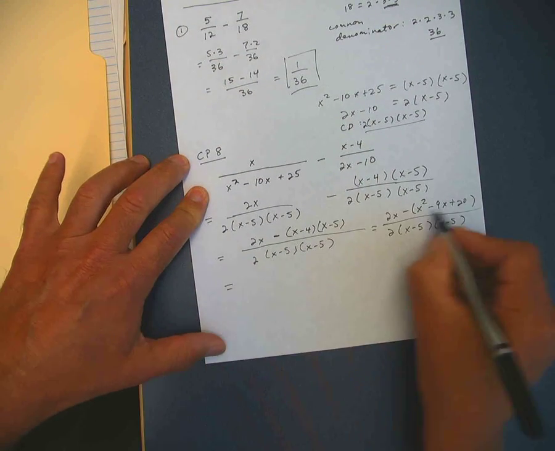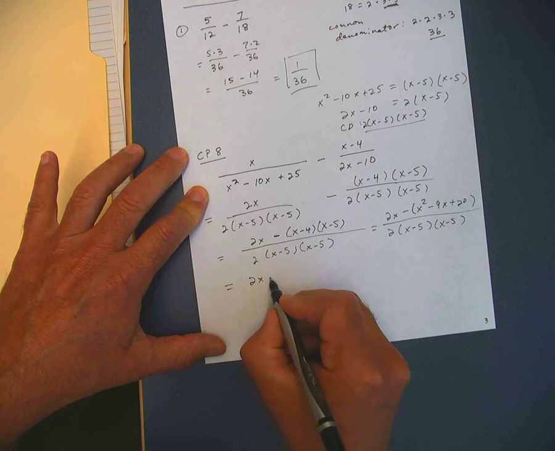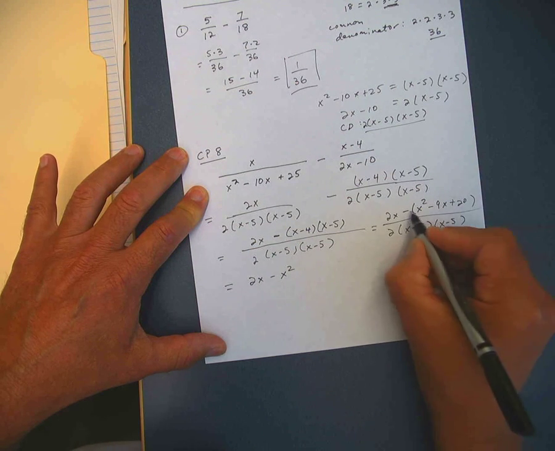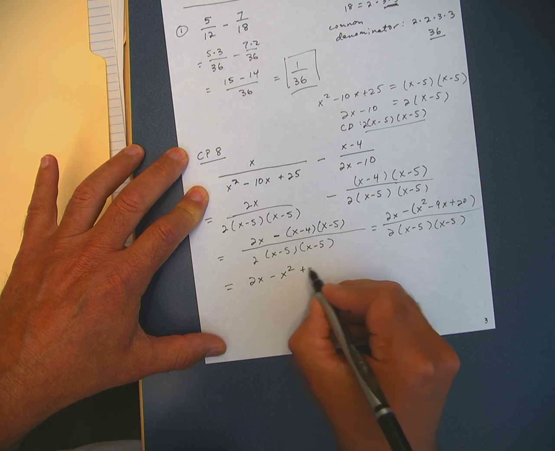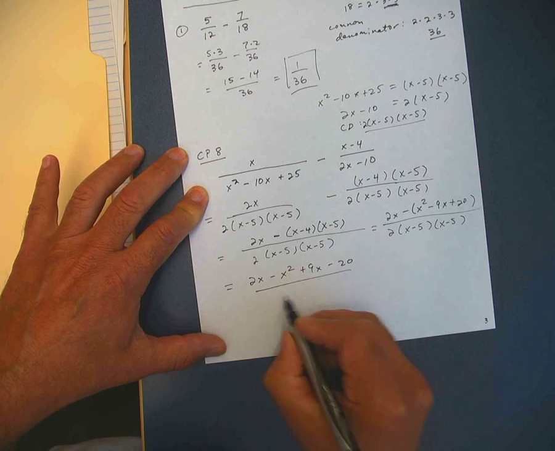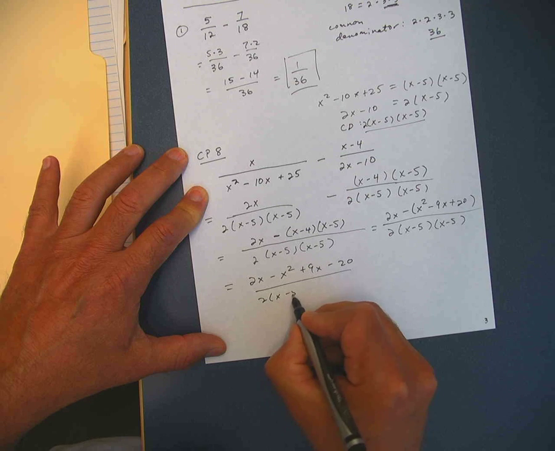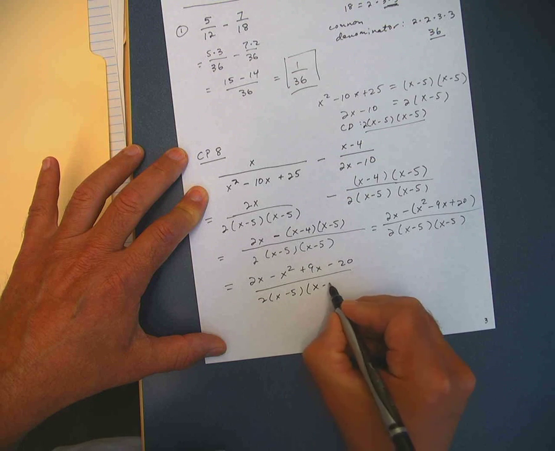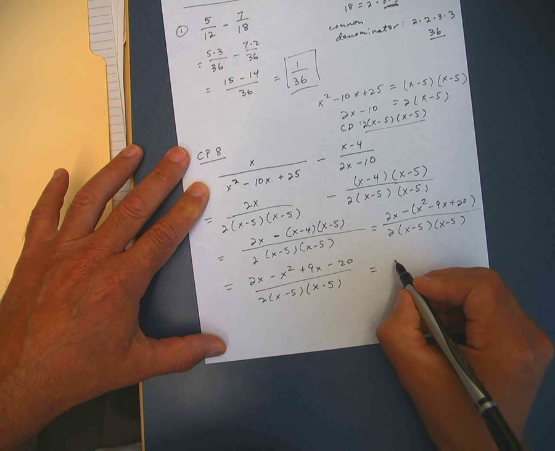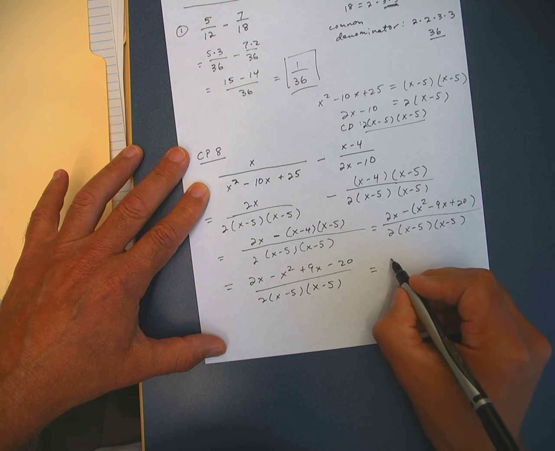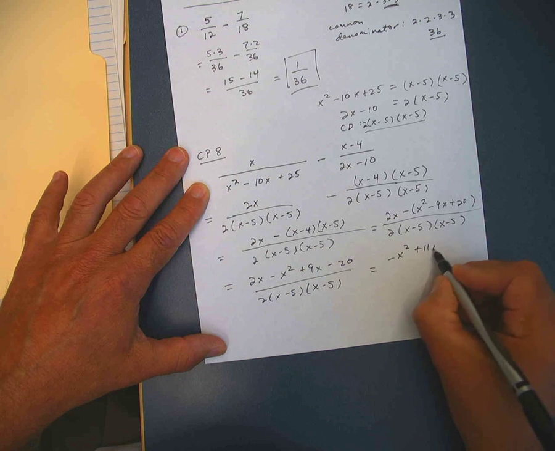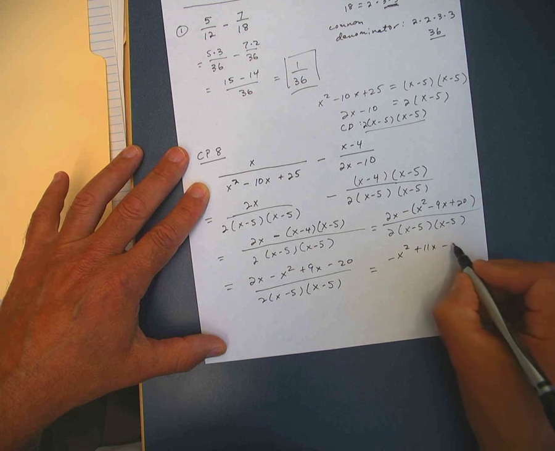So let's remove the parentheses now, and I'll have 2x minus x squared. Remember, the minus will distribute over this. Instead of minus 9x, it will now be plus 9x, and then minus 20. Copy the denominator back in. Let's simplify this. I have the opposite of x squared plus 11x minus 20.